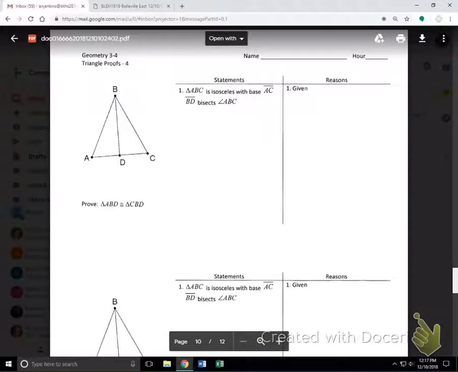So we know that triangle ABC is an isosceles triangle with base AC. And we also know that segment BD bisects angle ABC. So this is not exactly the same because we have different given information. Based on the fact that it's isosceles, what do we know? What does it mean to be an isosceles triangle? It has two congruent sides, and that base is not the congruent side, right? Well, it could be, but in this case, we know it's not. So we know that AB is congruent to BC based on definition of isosceles triangle.